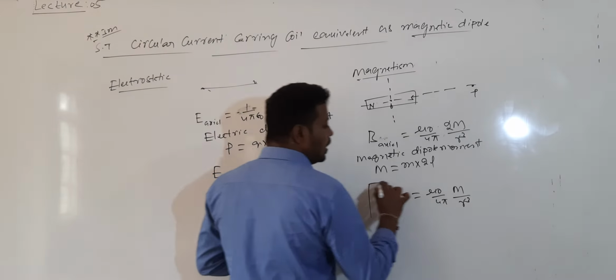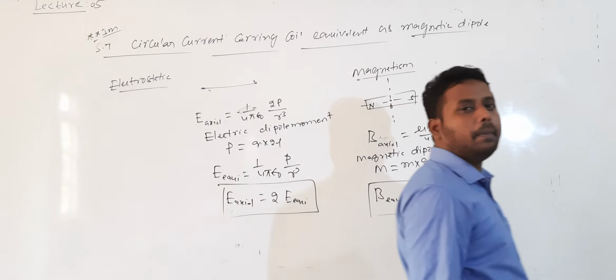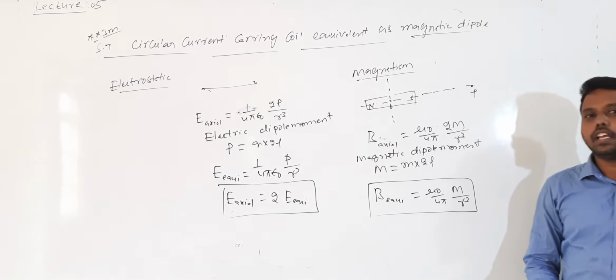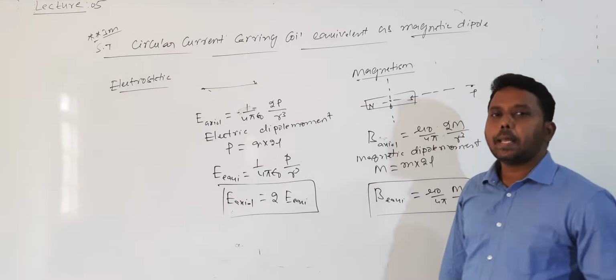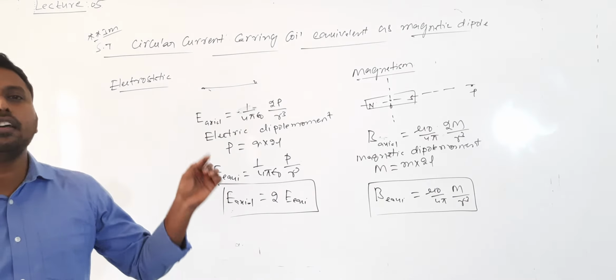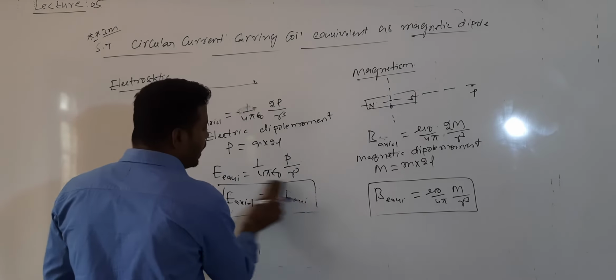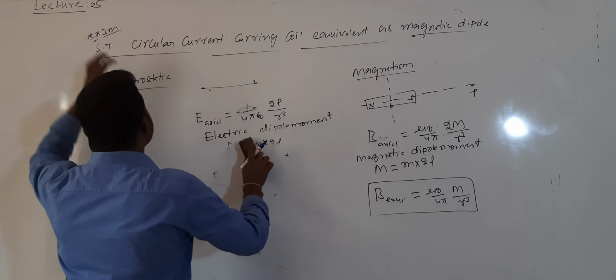Okay, this is the expression for magnetic field induction due to a bar magnet on its equatorial line. This is for the axial line, and one more is for the equatorial line. So you need to keep those two points in mind: on the axial line, and on the equatorial line. Now let us see our topic.